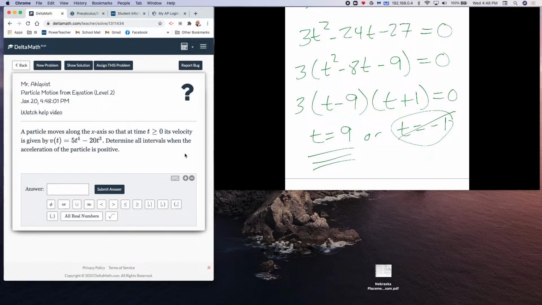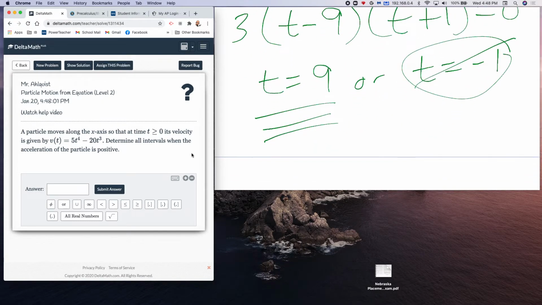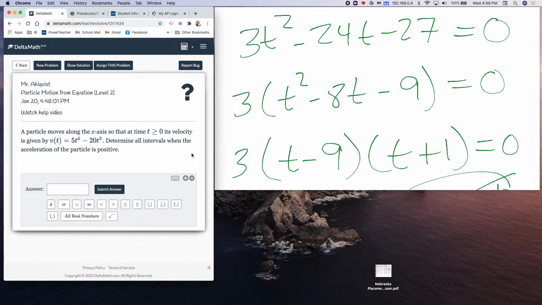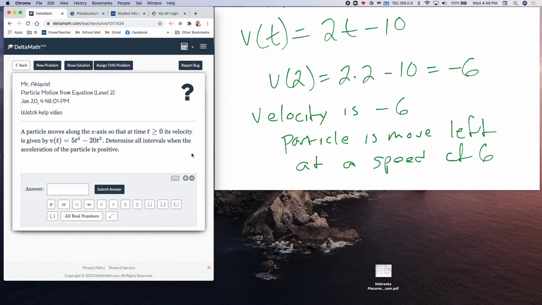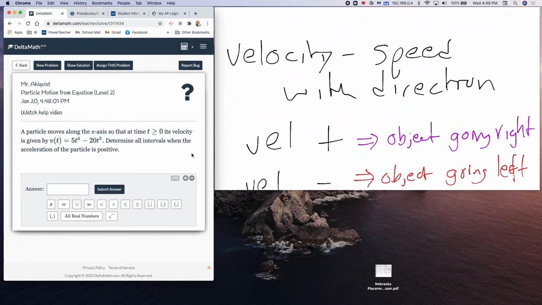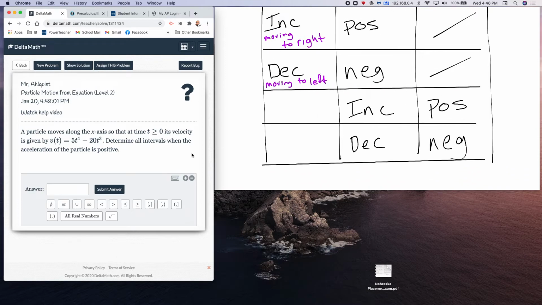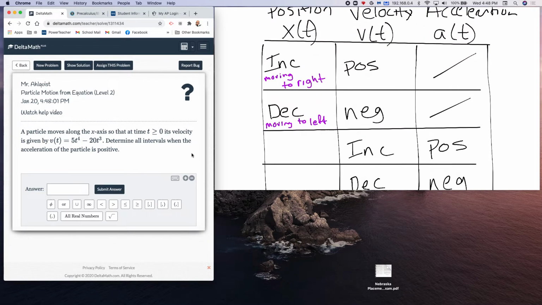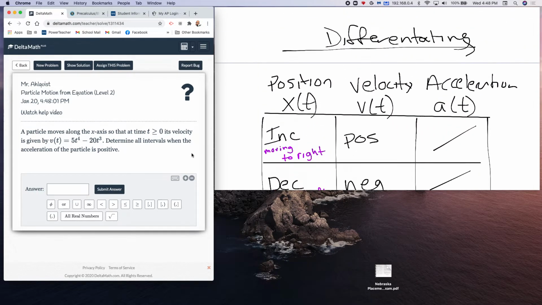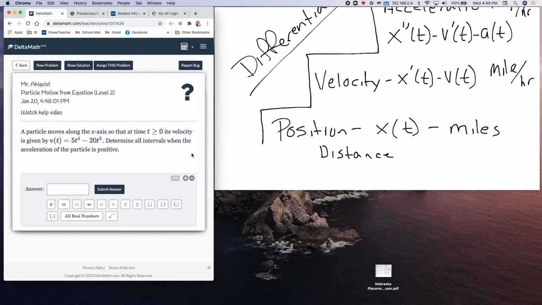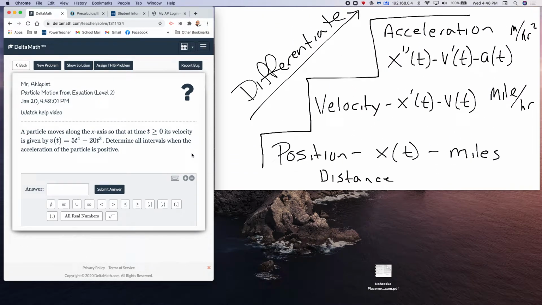Determine all the intervals when the acceleration of the particle is positive. So remember, for acceleration being positive, all we have to do is take the derivative of the velocity. If you go way back to the beginning, if we wanted to know when the acceleration is positive, we just have to differentiate velocity because we got to get to that top step up there, okay?